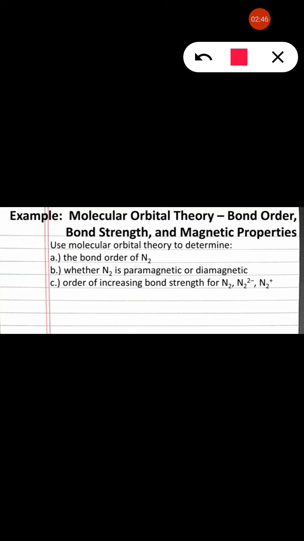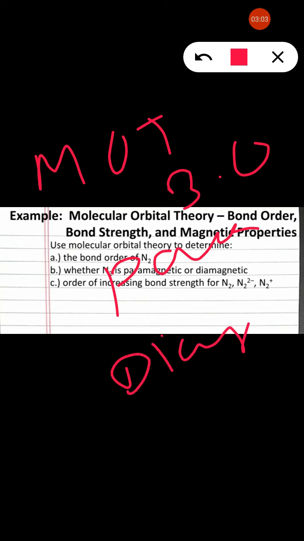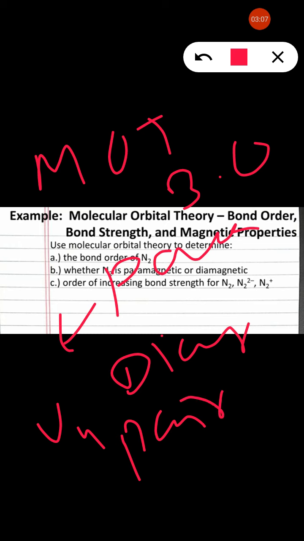Now see, in case of molecular orbital theory, that is MOT, the bond order is to be calculated, and also whether the molecule becomes paramagnetic or diamagnetic. Paramagnetic means containing unpaired electrons, and diamagnetic means containing all paired electrons.